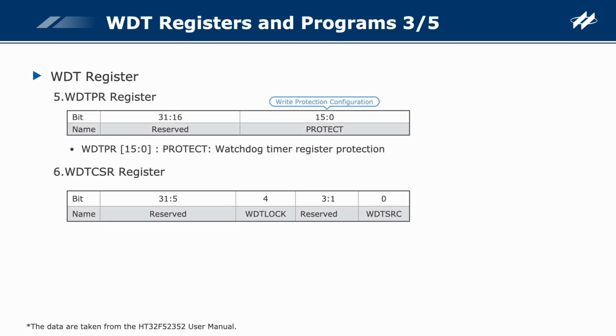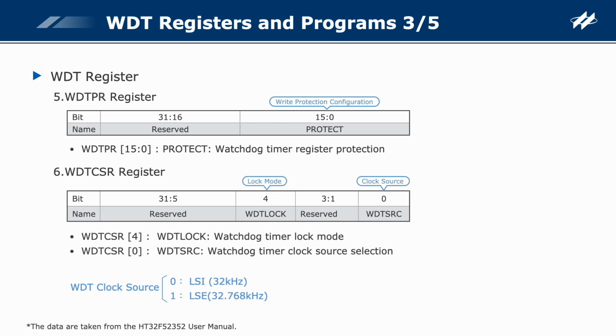The fifth register is the Watchdog Timer Protection Register, WDT-PR. The protect bits are used to enable or disable the watchdog timer configuration register write protection function, except for the WDT-CR and WDT-PR registers. The sixth register is the Watchdog Timer Clock Selection Register, WDT-CSR.